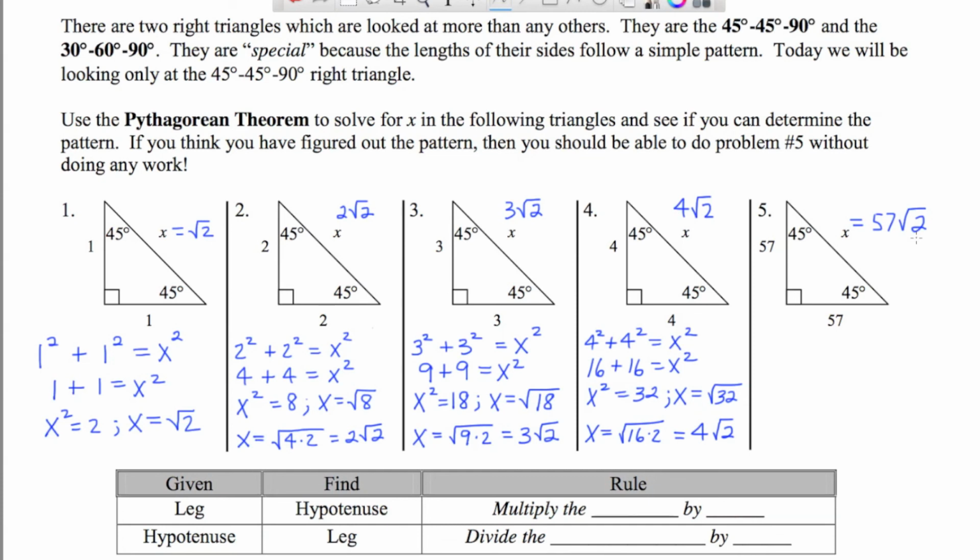We can summarize our findings in the chart below. If you're given a leg in a 45-45-90 right triangle and you want to find the hypotenuse, multiply the leg by root 2. Conversely, if you're given the hypotenuse and you want to go backwards and find the leg, just reverse what we did here, and that is divide the hypotenuse by root 2.